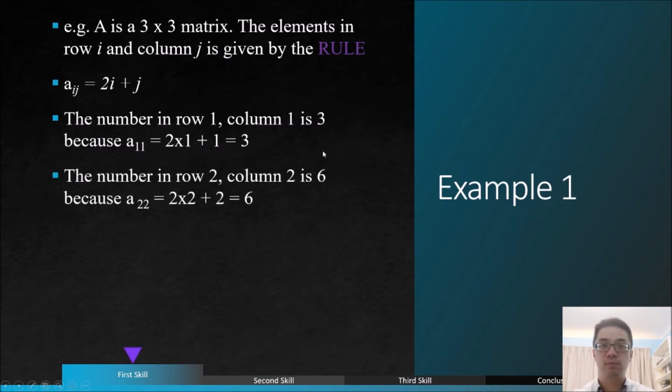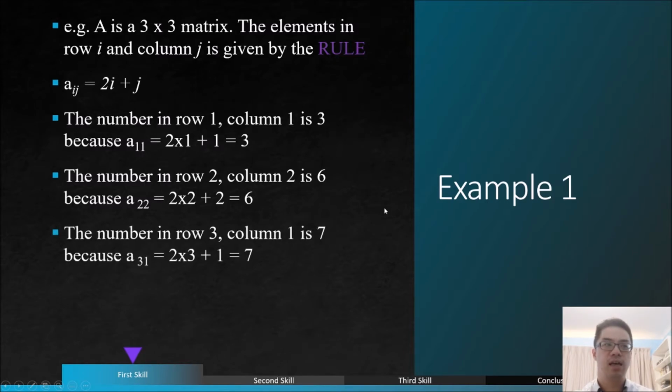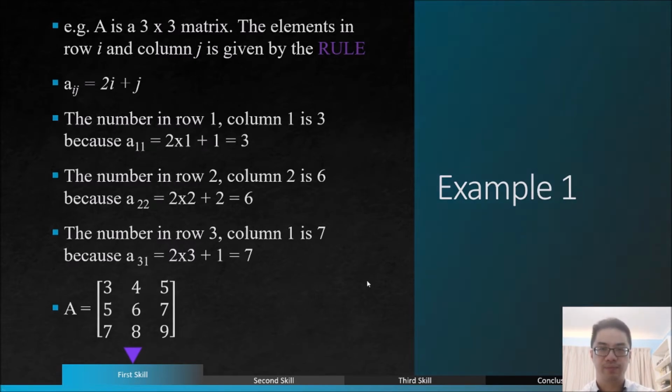Row 2, column 2 means i equals 2, j equals 2. We sub those into the formula or the rule, and you end up with 6. And you just repeat for every single other one. And you end up with matrix A, which is 3, 4, 5, 5, 6, 7, 7, 8, 9. Just keep in mind the rule generally uses a little lowercase letter, and the actual matrix is reserved for capital letters.